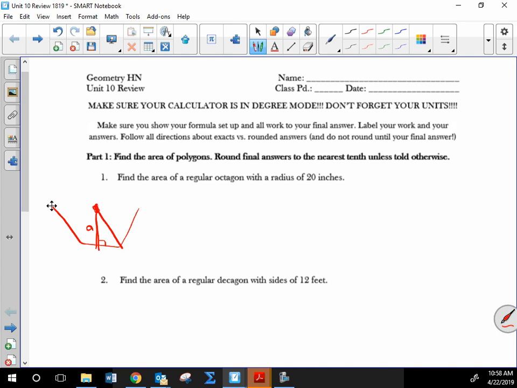Okay, so here's my apothem, here's my radius, and this piece is only part of my side. What did they give us? The radius. The radius is 20, so I'm going to throw that in. 20. Okay, so what's my area formula for a regular octagon?